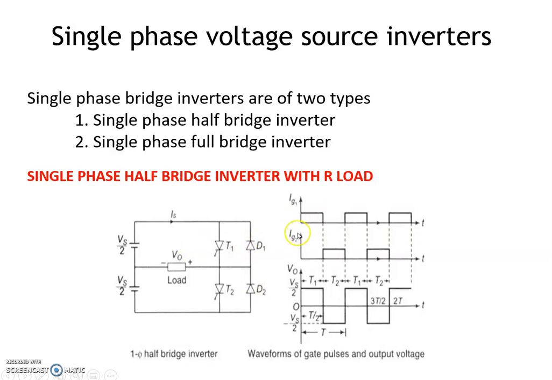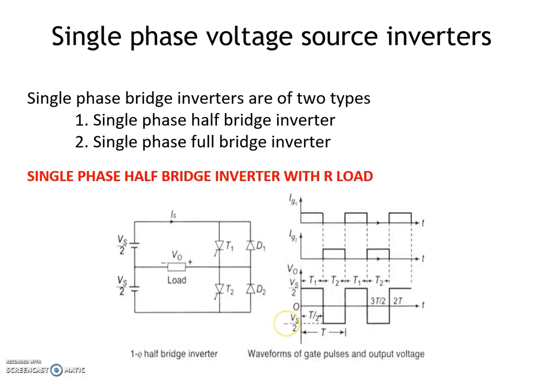During the first time duration, T by 2, we will turn on T1. Therefore, the output voltage is equal to plus Vs by 2. Then during the second interval from T by 2 to capital T, we will turn on the thyristor T2. Therefore, the voltage polarity reverses, and the output voltage is minus Vs by 2. Since we are assuming a resistive load, the current is in phase with the voltage.